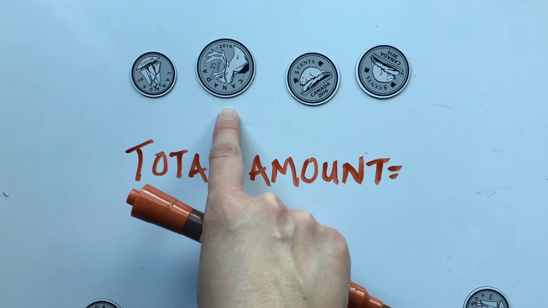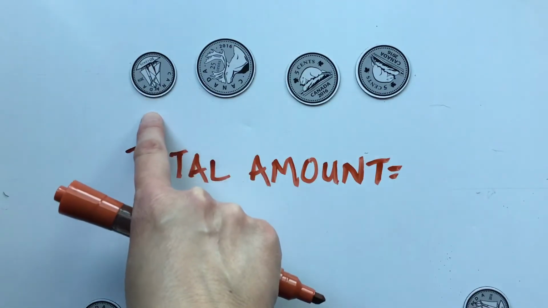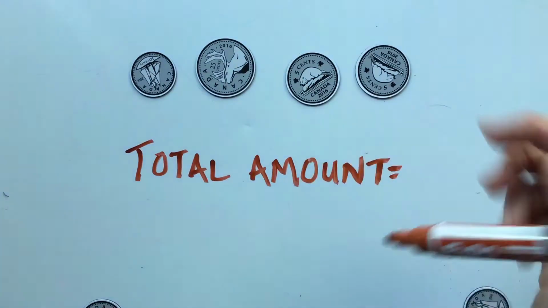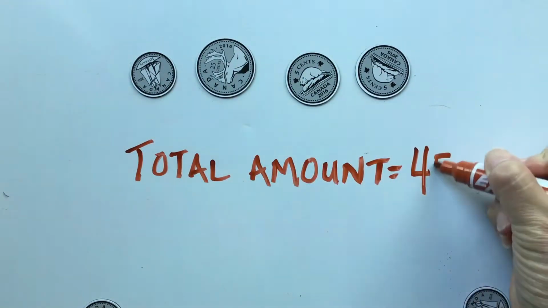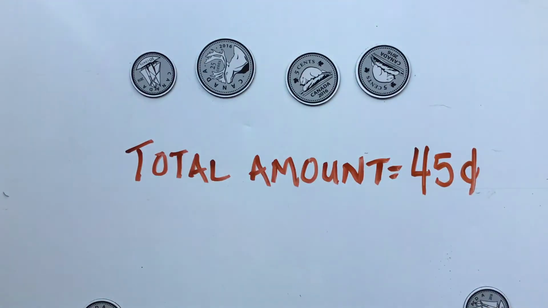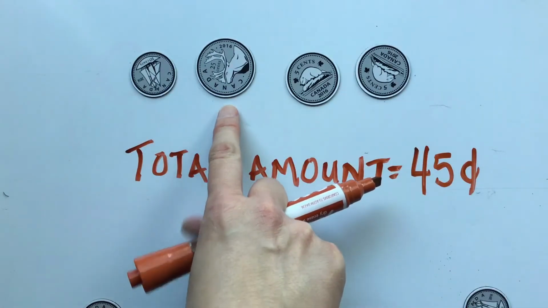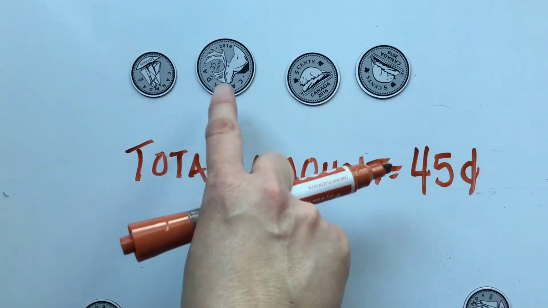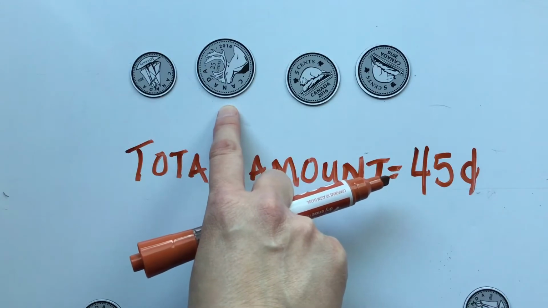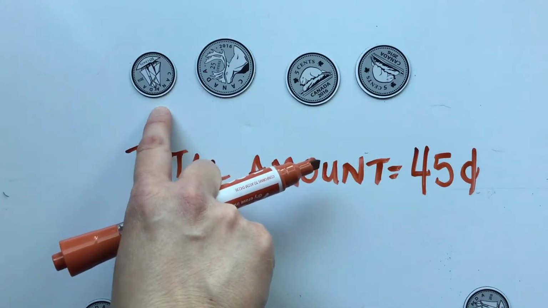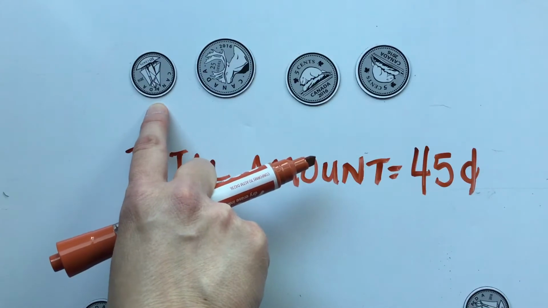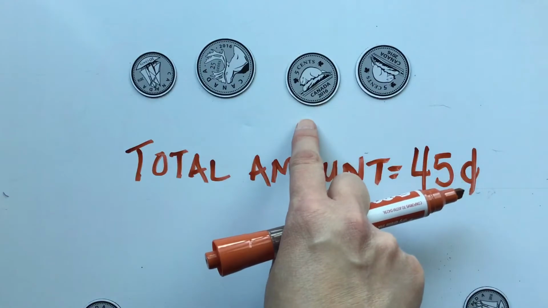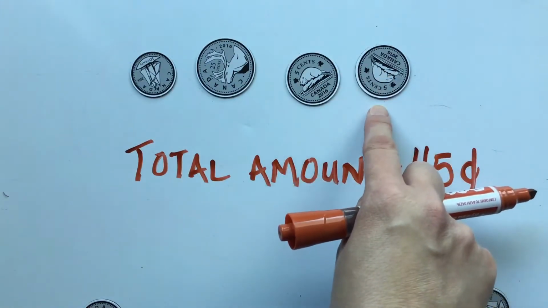Watch this. I'm going to say it out loud so you can hear my thinking process. 25, then I'm going to go to the next biggest coin. 35, 40, 45. My total amount is 45 cents. Again, how did I do that? I looked at the coin values that were given and I looked for the greatest value coin, 25. Then I went to the next largest value, 35. I had to count by 10 because that's a dime. So I'm at 35 and I'm going to hold that in my head. I'm going to count by 5, 40, 45 cents.